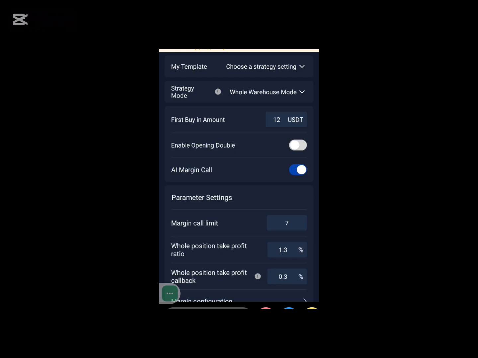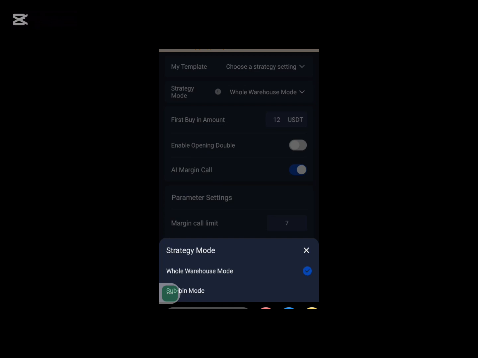First, strategy mode is warehouse mode. Let me click on any. In strategy mode, after that you can see that we have warehouse mode, sub-bin mode, and sub-bin real-time settlement.